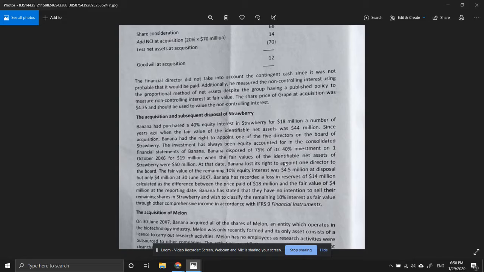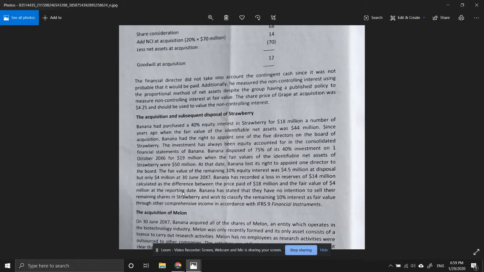So they disposed it at the same date, right? Nope. So this is our year end. Okay, so the OCI. Okay, so 0.5 billion is loss. So Banana has recorded a loss in reserves of 14 million, calculated as the difference between the price paid of 18 million and the fair value of 4 million at the reporting date.